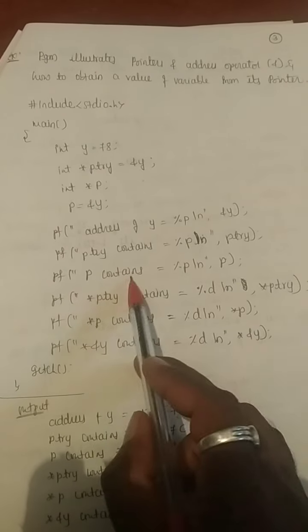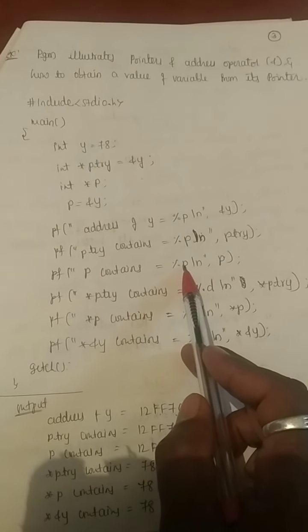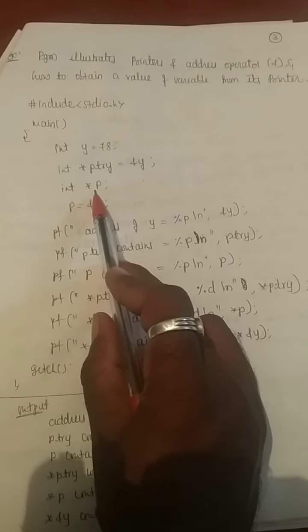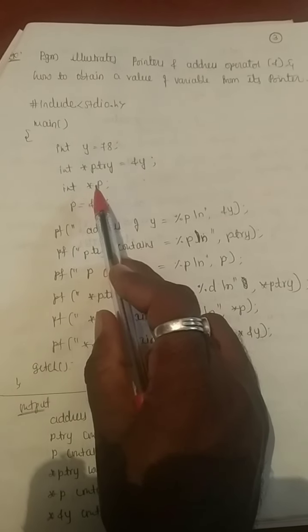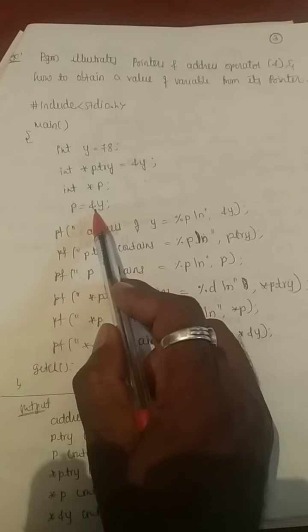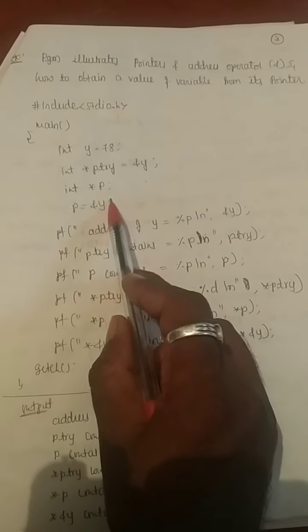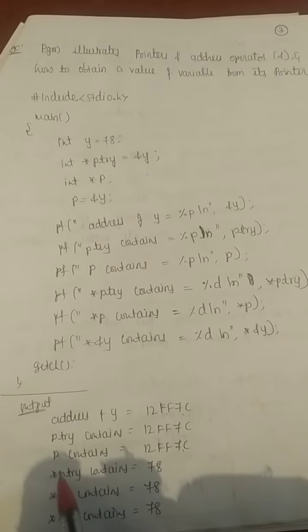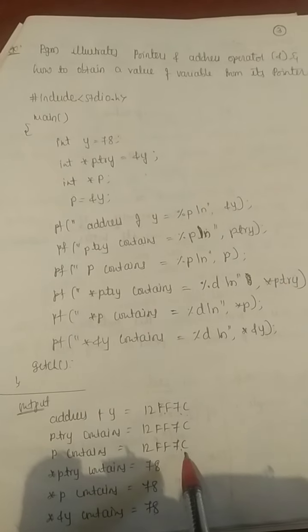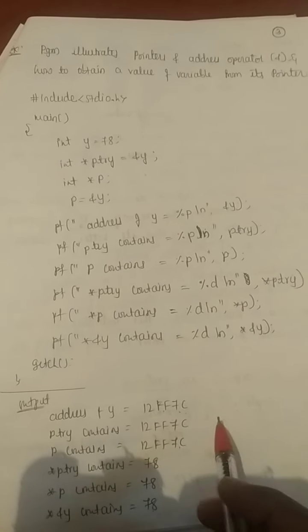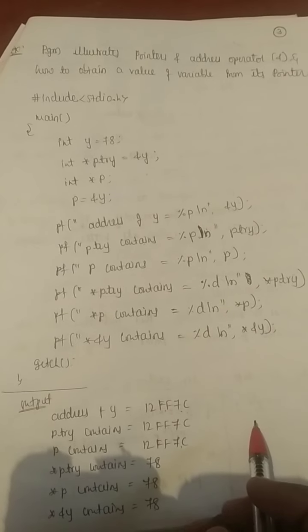Next, "p contains = %p". p is the pointer here. What does p contain? p contains &y. &y is nothing but the address. Again this statement is going to print p contains 12ff7c. So all these three statements print the same value, the address.